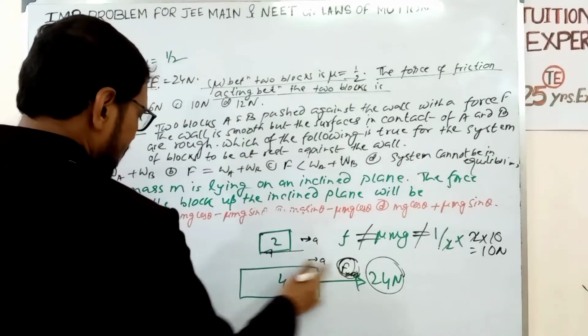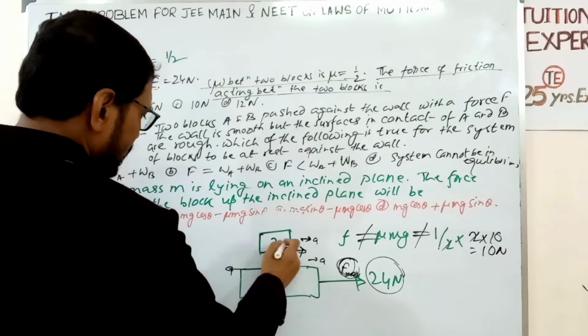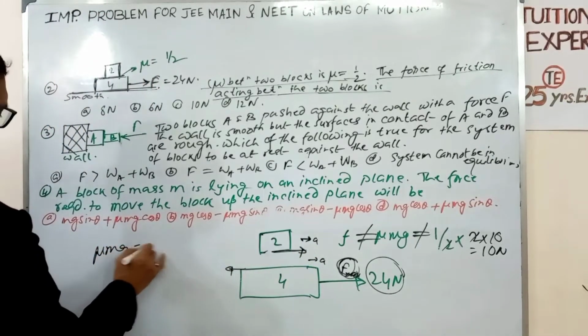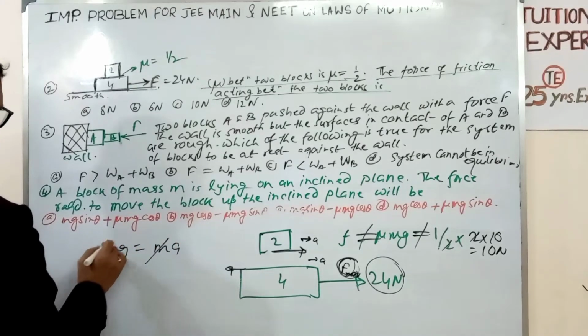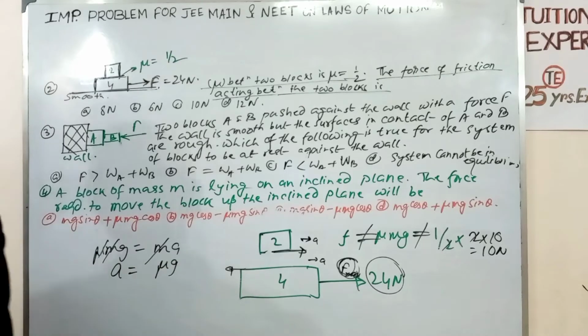If the block moves here, the friction force acts in this direction, and the friction force acts on the block in this direction. So friction force here is mu mg, equal to m a. The m cancels, so a equals mu into g.